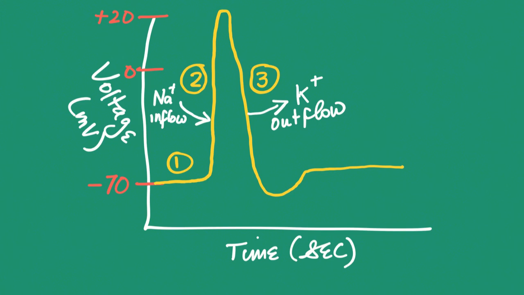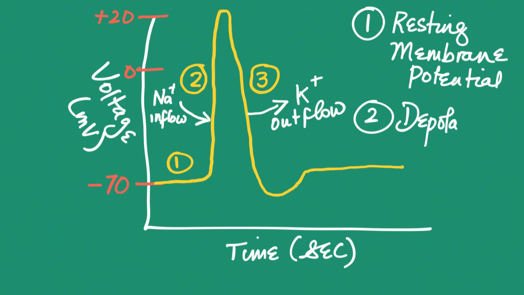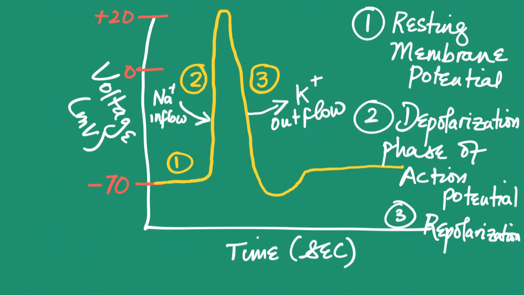So let's write these 3 stages down. We have 1, which is resting membrane potential. 2 is depolarization phase of action potential. 3 is repolarization of action potential.